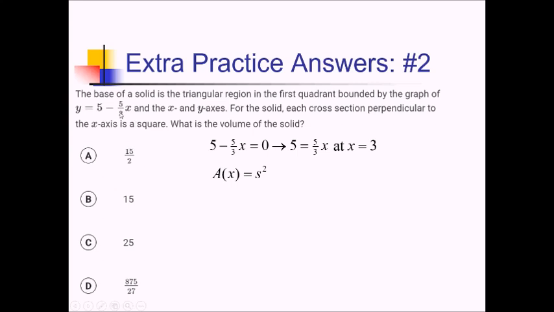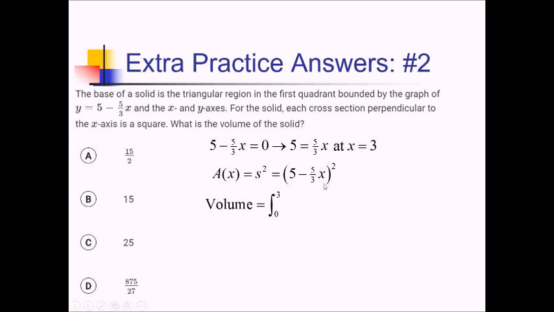It's just from one end of the bounded region to the other. So the distance is just going to be this formula right here. So for s, I just have 5 minus 5/3 x. So I'm going to be squaring that now. And I'm going to be integrating this over the interval from 0 to 3. So my volume then is the integral from 0 to 3 of this stuff, dx.